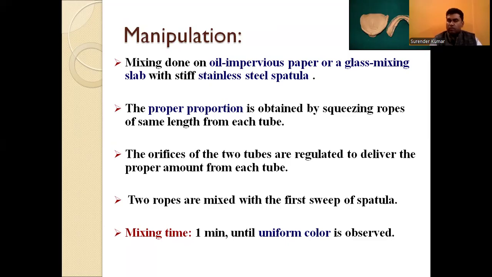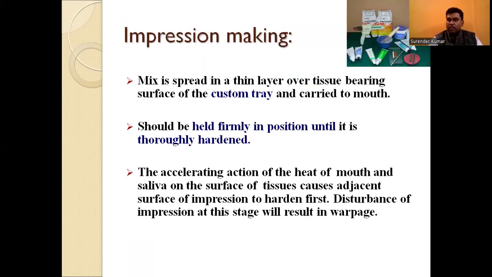Now, the two ropes are mixed with the first swipe of the spatula, and they are mixed in a circular motion for 1 minute until a homogeneous color is obtained, which is streak free. That means it should be homogeneous. None of the constituent components should be visible.